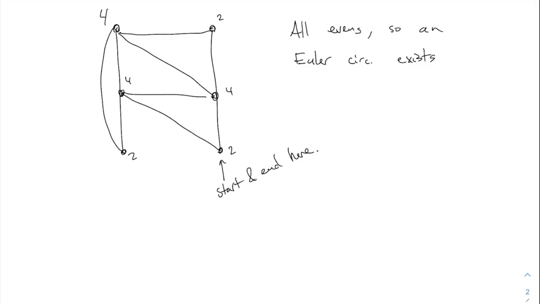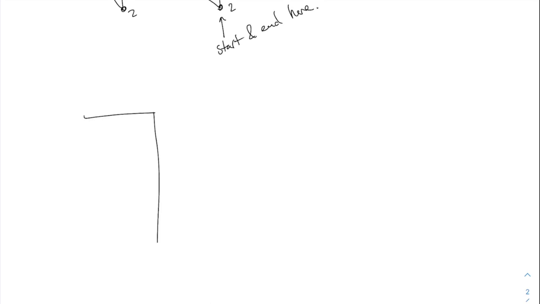If I was doing this myself, I would just start drawing on top of here. But for the sake of clearly communicating, I'm going to do this in stages. So I begin with the original graph. Let me just draw it again here. This is the original graph. And I'm starting here, all right?